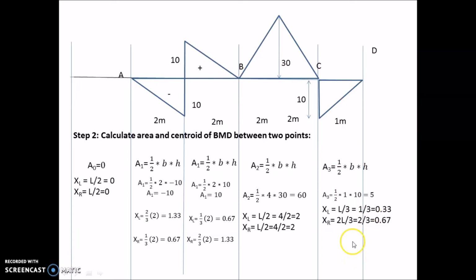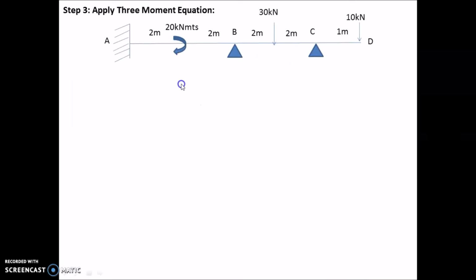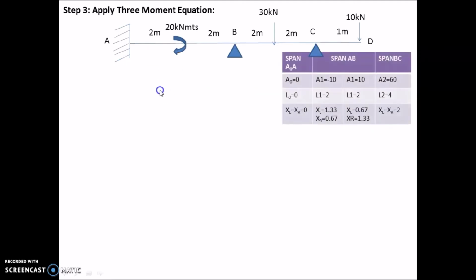This is step 2. And coming to step 3, we need to apply the 3-moment equation. So here we will apply the 3-moment equation for two spans, that is for A0 AB and ABC. These are our calculated values till now, that is A0, A1, A2 values, L0, L1, L2 values, and XL and XR values. Now this is the question given.